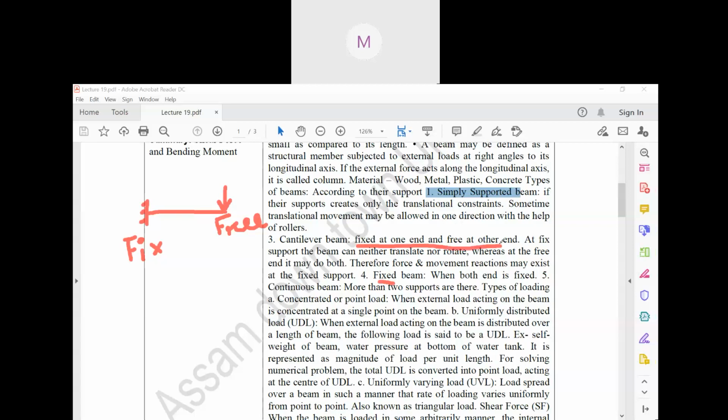Now look, what will happen? Suppose this is the fixed end. At the fixed end, it is fixed, that means it is stiff. It is not able to translate or rotate. Since it is fixed, it is not able to either translate or rotate. Translate means movement and rotate means simple rotation.